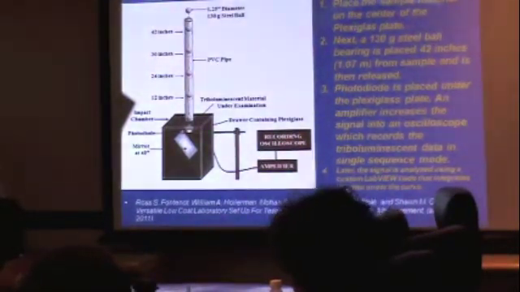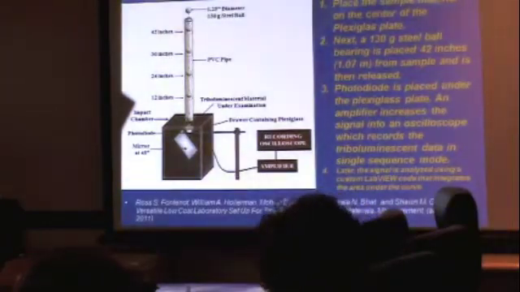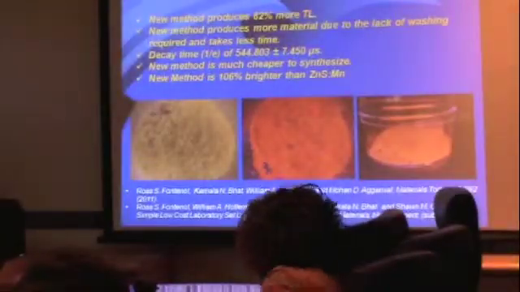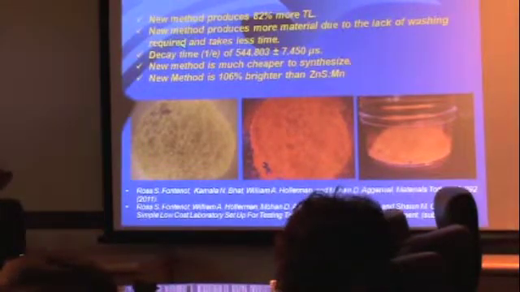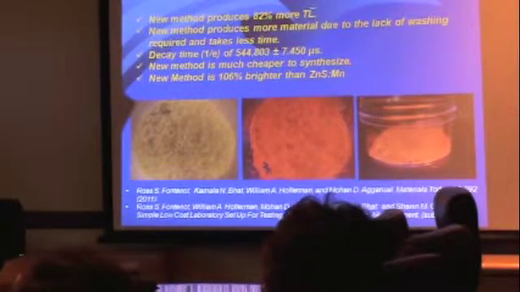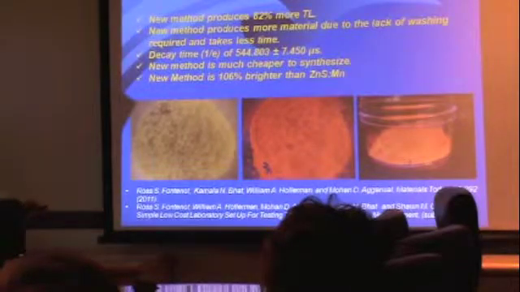So once we have this, that is the advantage of this thing. All right. So basically, our results, we can say we found a new method which produces 82% more triboluminescent material. This new method produces more material due to the lack of washing required, and takes less time. Decay time is this, and it is cheaper. And the new method is brighter than zinc sulfide manganese, which is the standard.